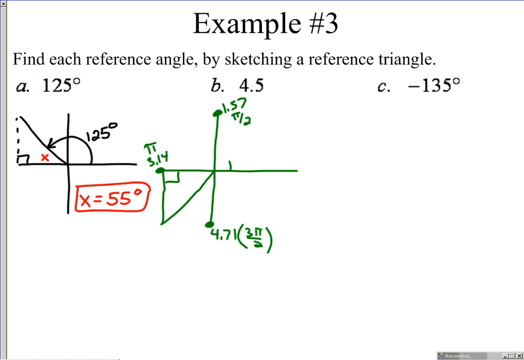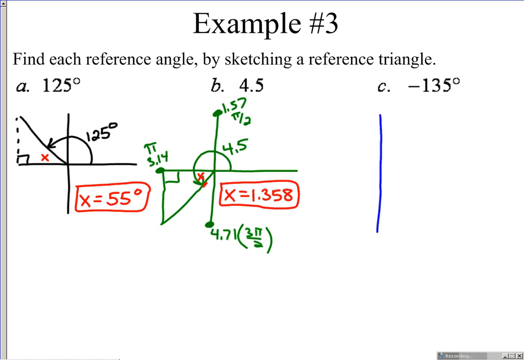This represented a rotation of 4.5 radians. We need to figure out, again, what is that angle there? Well, to get to this edge, it was 4.5 radians. To get to here is 3.14, so take 4.5, subtract 3.14, and that means our reference angle x is going to be 1.358 radians.